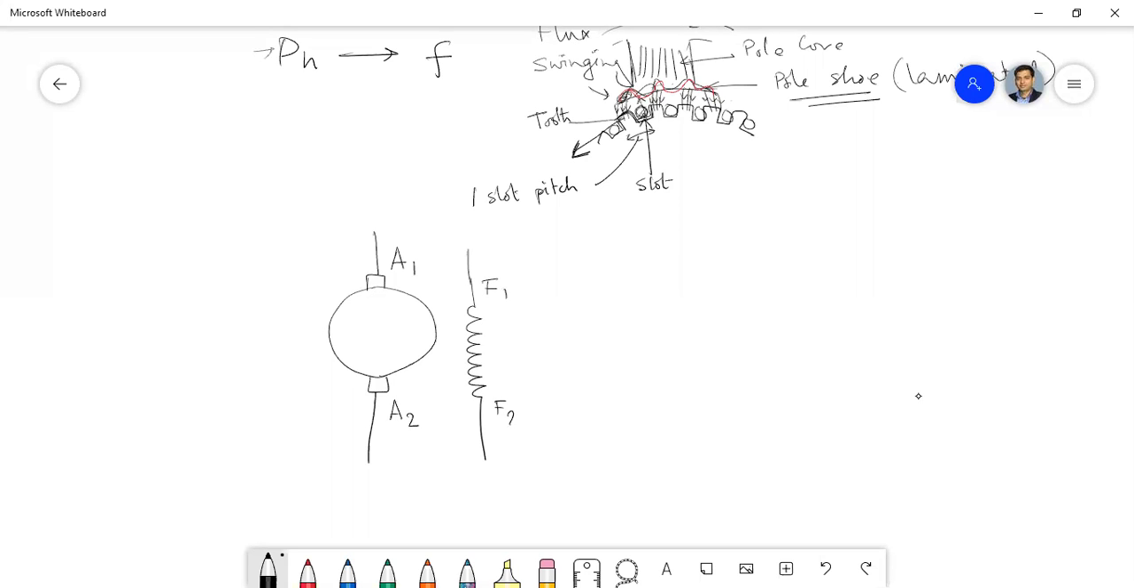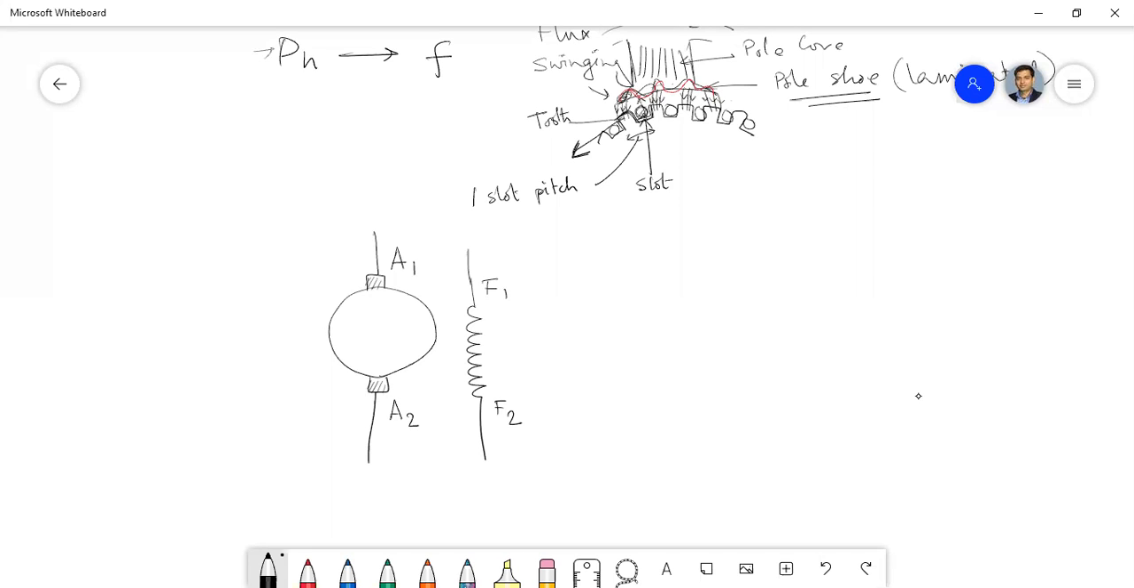The field coil is denoted by a coil, but the armature coil is denoted by a circle with two brushes. If there are more than two brushes also, the symbol will remain the same. So the armature is also a circle with two brushes.